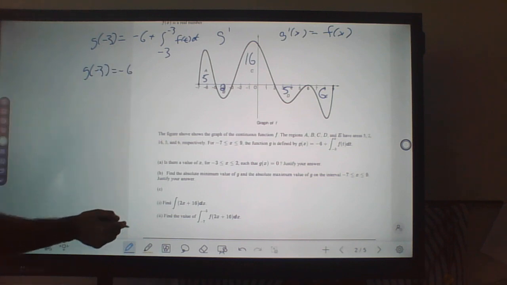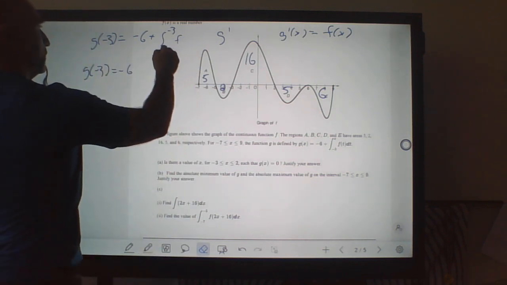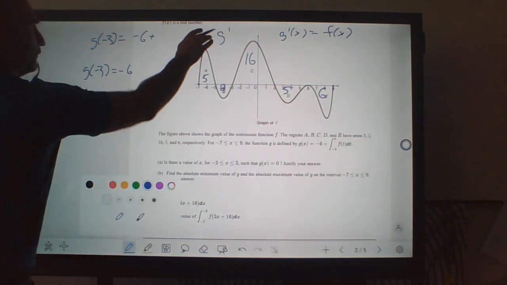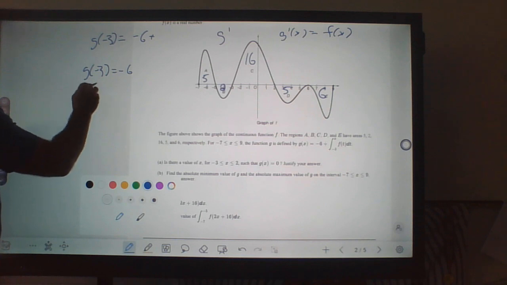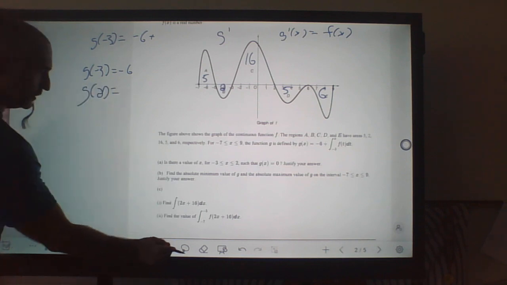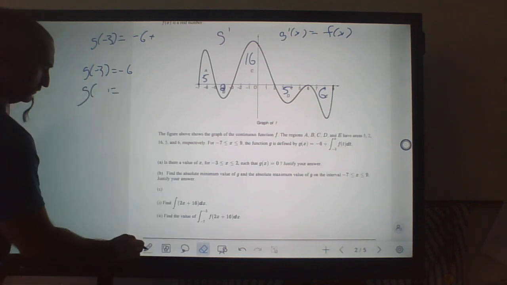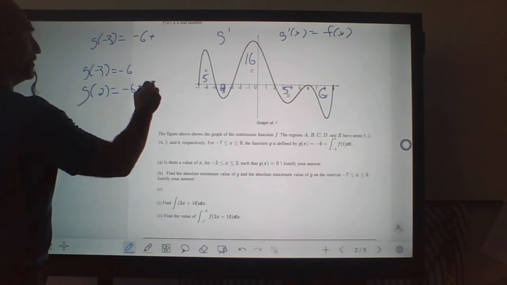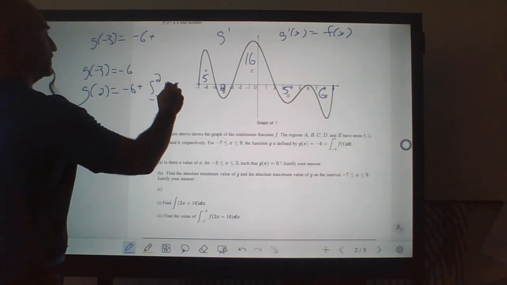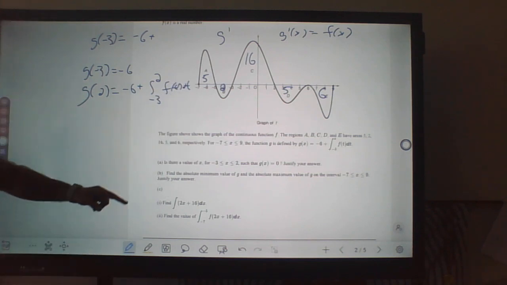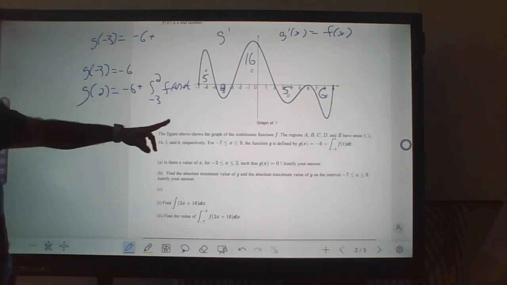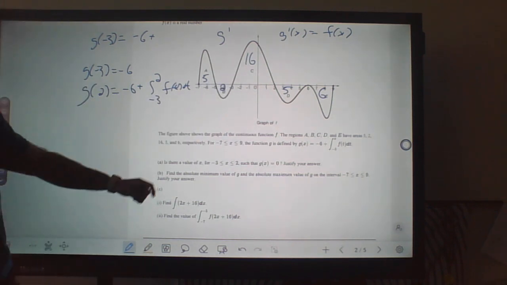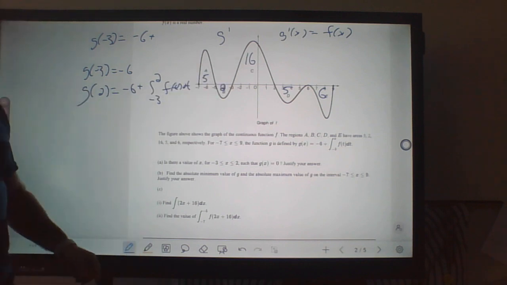So that's nice. Let me get this out of the way here, just so I can have that standing alone. G of 2. Now, negative 6 plus the integral from negative 3 to 2 of f of t dt. Well, from negative 3 to 2, luckily that's a region that they had defined for us. That's region C. That area is 16.